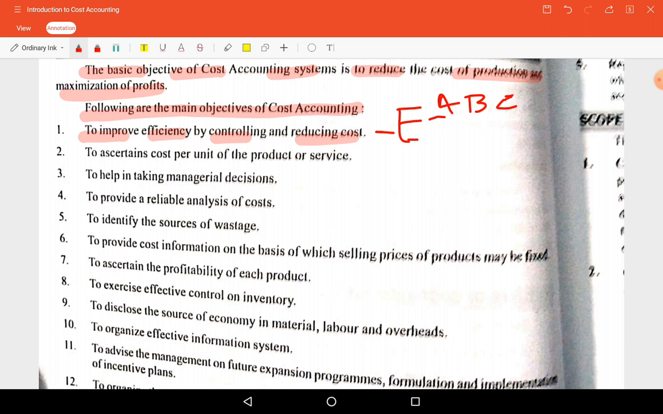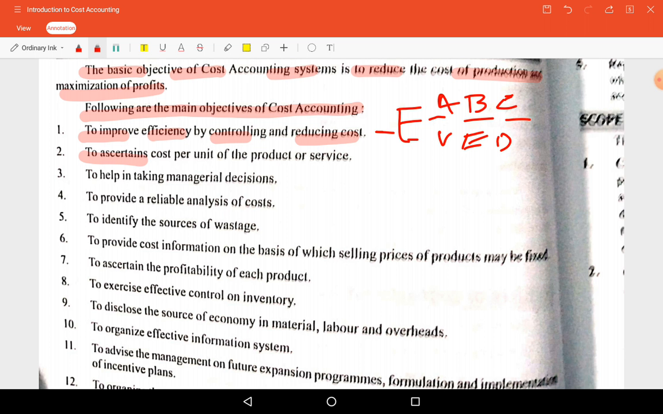How much is the B category, the C category, will be value-wise classification, and another is VED analysis: vital, essential, desirable. So control techniques to improve the efficiency and cost reduction are the two main objectives of cost accounting.